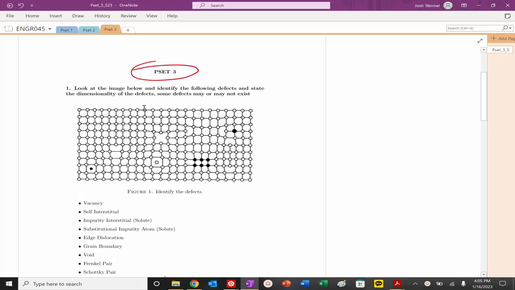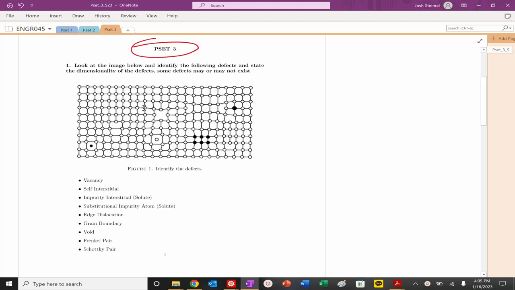So let's look at the image below and identify some of the defects, and state the dimensionality; some defects may exist or not. Vacancy, 0D. Self-interstitial, 0D. Point defects, 0D. Dislocation, 1D. Grain boundary, 2D. Void, 3D. Frenkel pair, 0D. Frenkel and Schottky pairs are in ionic crystals. We don't see those here. Let's look and see what else we've got.